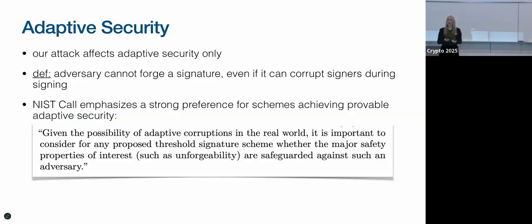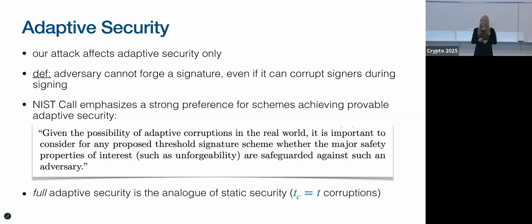And just to give a quote, given the possibility of adaptive corruptions in the real world, it is important to consider for any proposed threshold signature scheme whether the major safety properties of interest, such as unforgeability, are safeguarded against such an adversary. So there can sometimes be an assumption in the community that a scheme that's proven statically secure might also be adaptively secure. But what we explore in this work is whether or not that statement is actually true. And of particular interest is full adaptive security, which is the analog of static security. So this allows full t corruptions out of a threshold of t+1 parties.